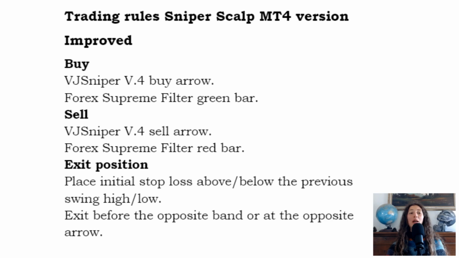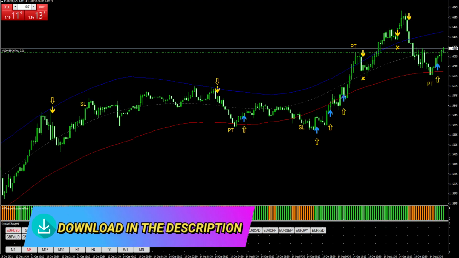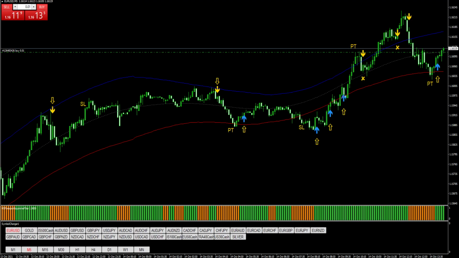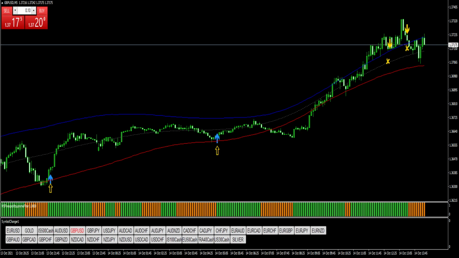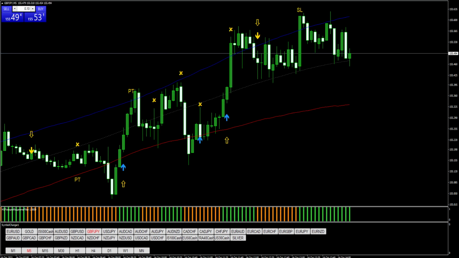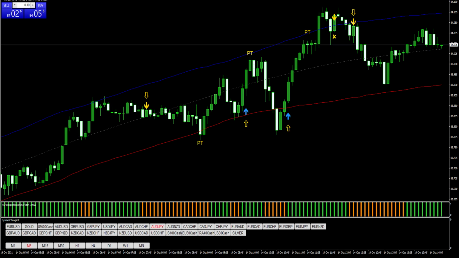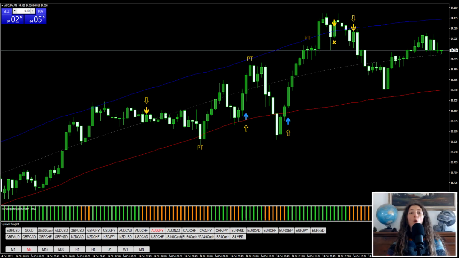Exit position. Place an initial stop loss above or below the previous high or low. Exit before the opposite band or at the opposite arrow. Examples of trades. In the following video, I will show you the examples of trades.